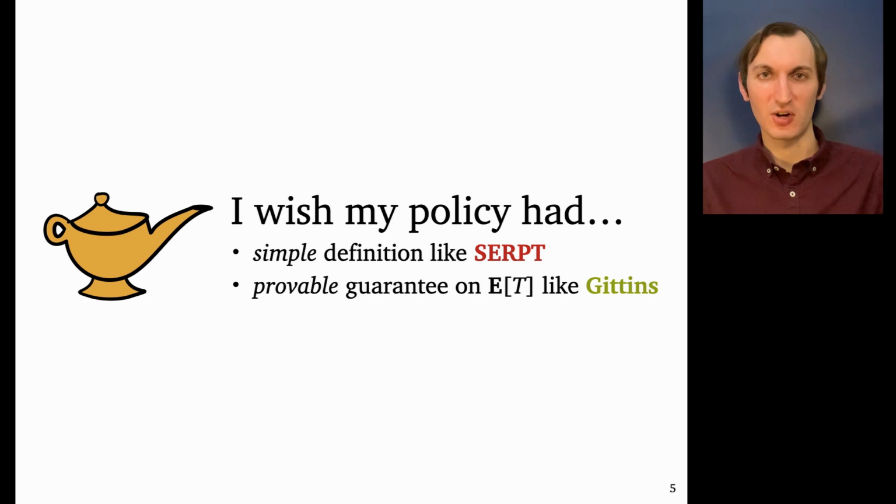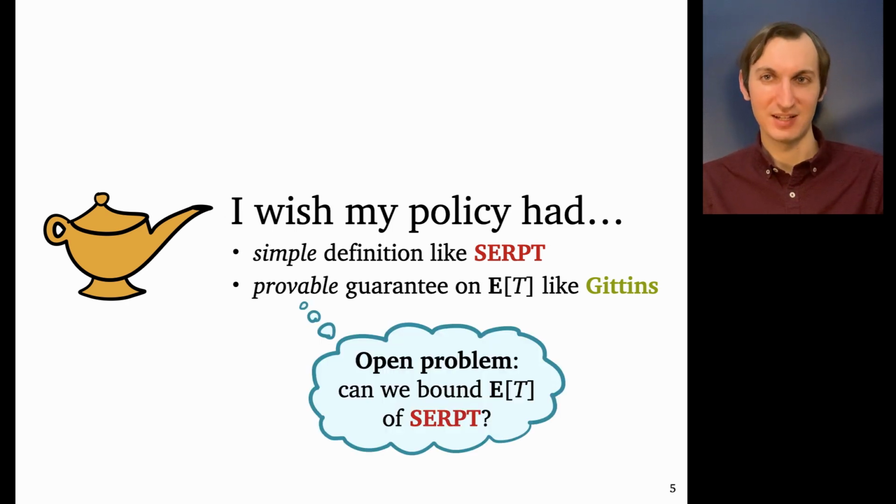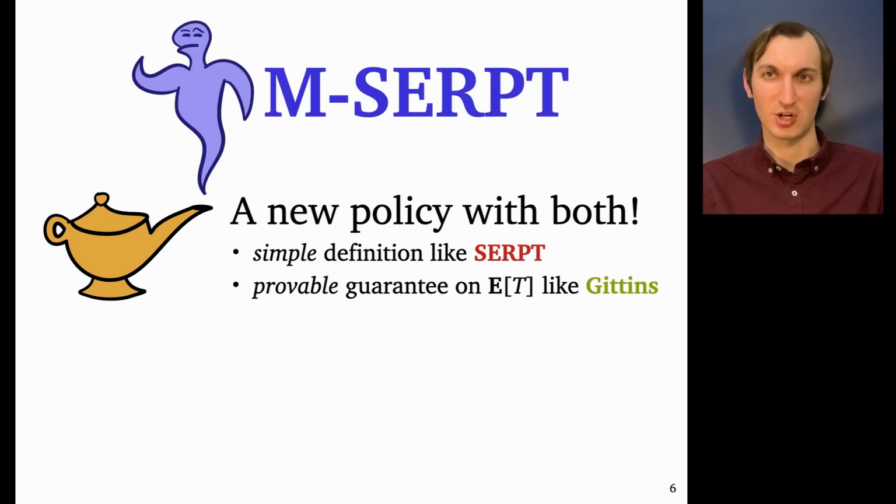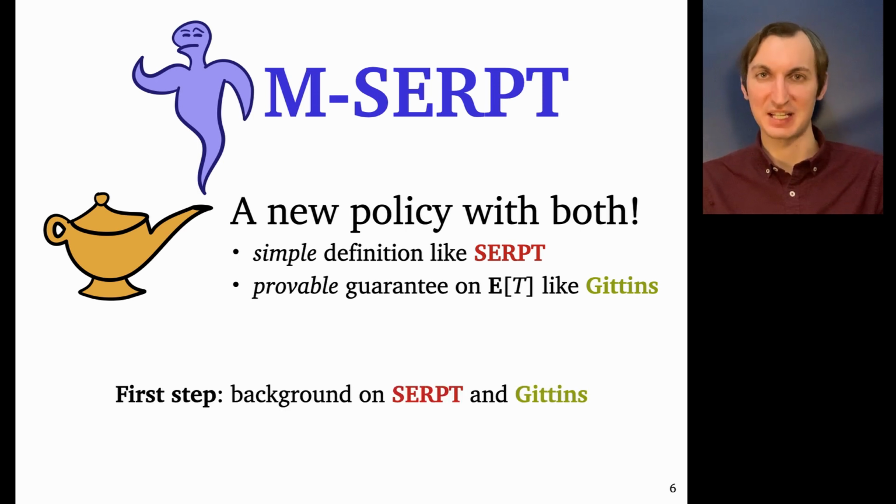So the way this work started is we actually tried to prove that SERPT was this magic policy. We tried to bound the mean response time of SERPT compared to that of Gittins, but we actually weren't able to finish the job. What came out of that effort, though, was a new policy that achieves both of these goals. It's called M-SERPT. It's a new flavor of SERPT. And I'm going to tell you later about what M-SERPT is and its response time guarantee. But first, I'm going to give you some background on SERPT and Gittins so you can understand the context around M-SERPT.